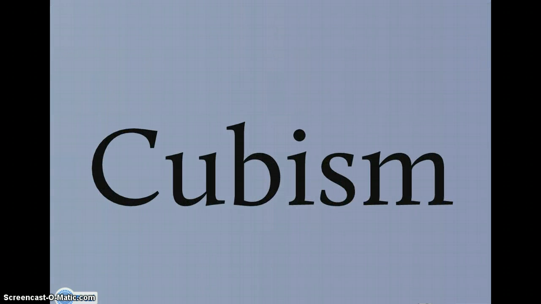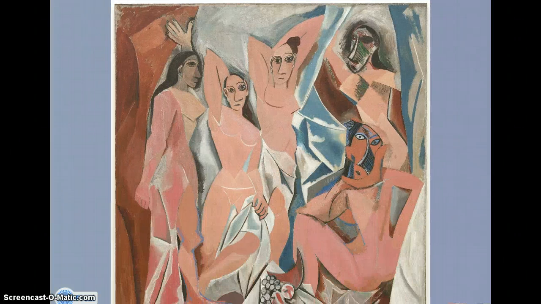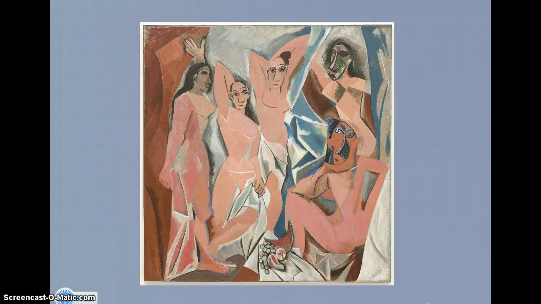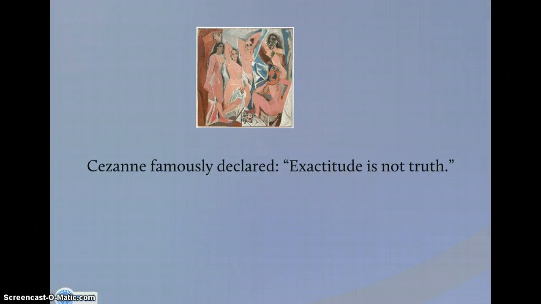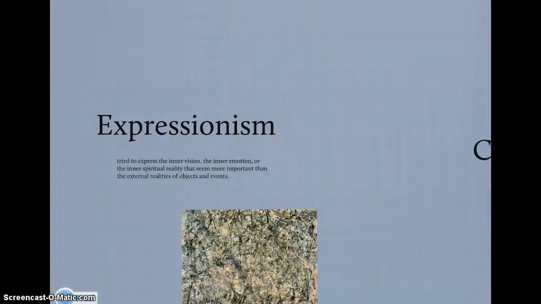In addition, there was Cubism, which sprung off of that, and many of you know Picasso as a cubist, and there were others. The Ladies of Avignon, but Cézanne famously declared that exactitude is not truth, and so they went beyond truth. They tried to sort of explore outside of what already was conceived as truth. They had already extended that, like I said in the last one.